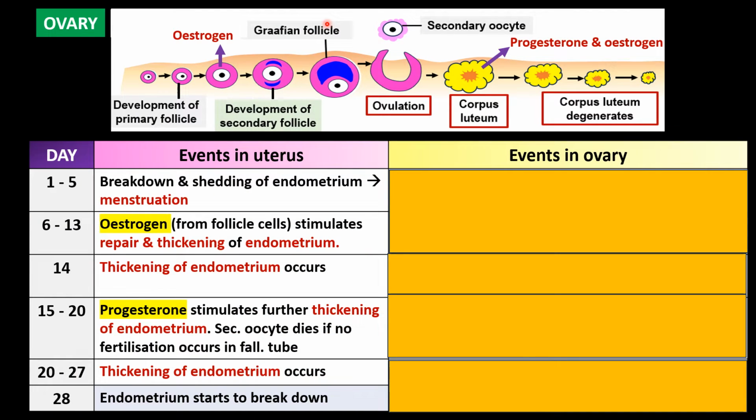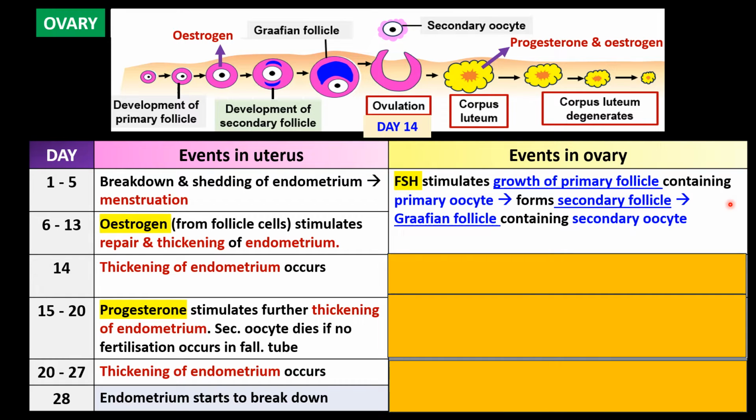Secondly, what are the events that occur in the ovary? Now, take note that the menstrual cycle is regulated in a very systematic way, step by step, and it is well coordinated due to the action of the hormones. So firstly, from day 1 onwards to day 13, FSH, or follicle stimulating hormone, which is released from the pituitary gland, will stimulate the growth of the primary follicle here.